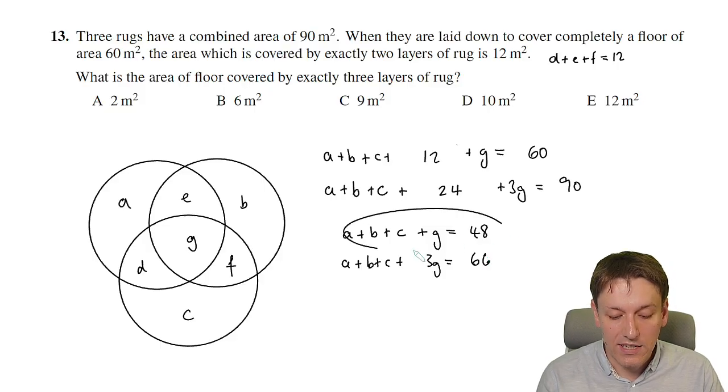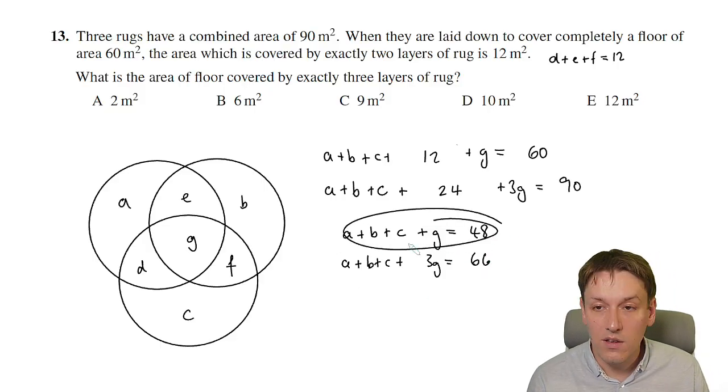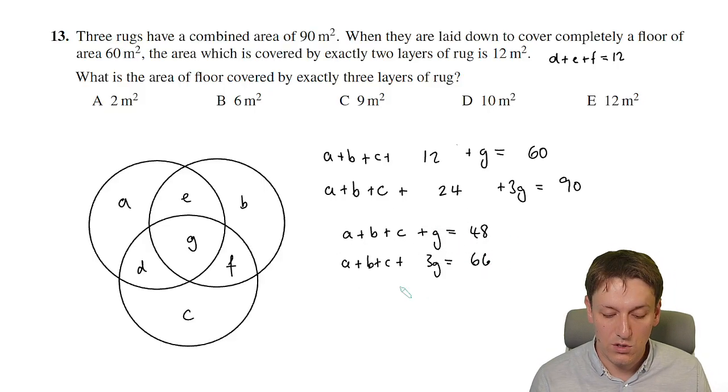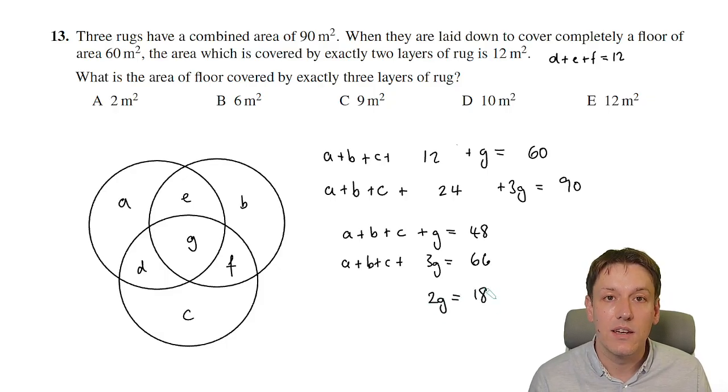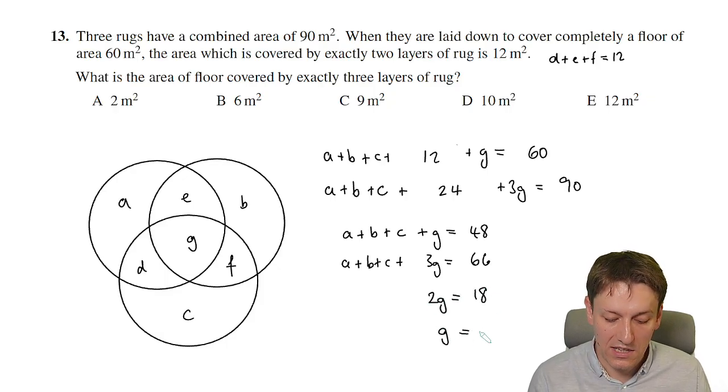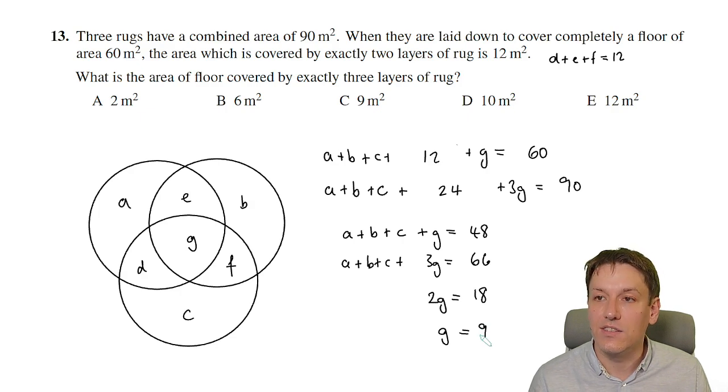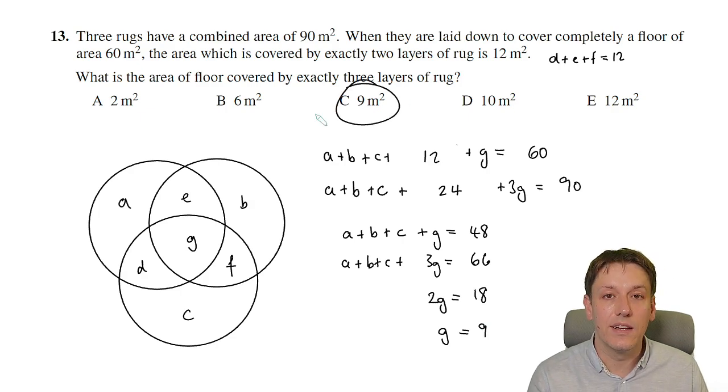Now if I subtract this equation from this one, then I'm just left with 2G on the left hand side and 18 on the right hand side, and so that must mean that G is equal to 9, and that's the answer to the question then, 9 meters squared, because that's exactly the area of the floor covered by 3 layers of rug.